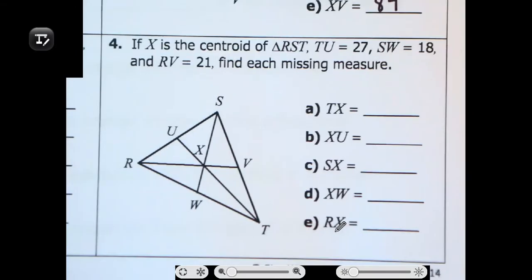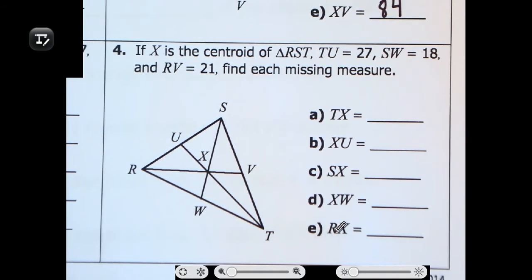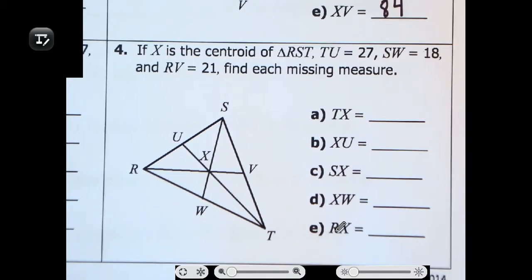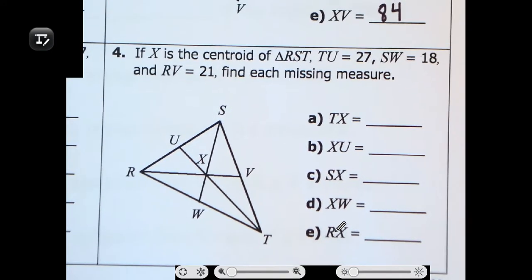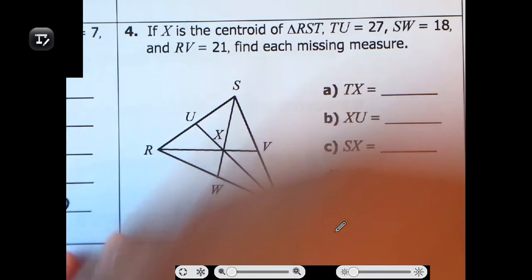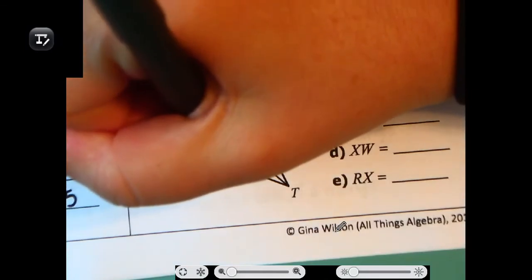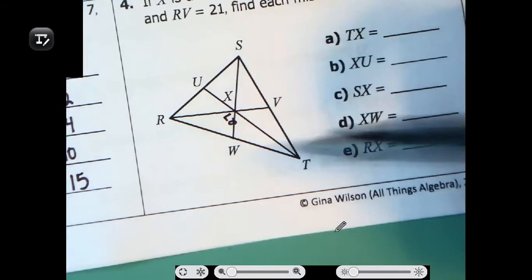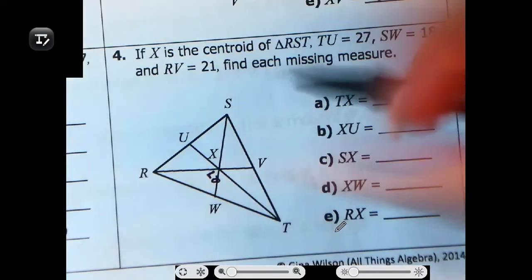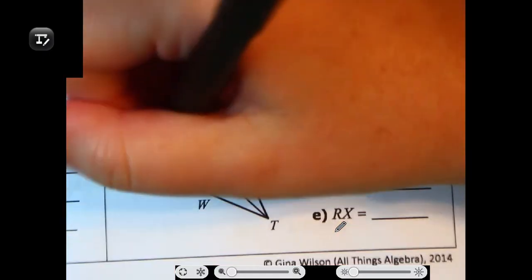All right, so for number 4, they tell us X is the centroid, and then what they end up giving us is pretty much the entire length of the median. So rather than giving us just a part, either the longer part or the shorter part, they give us the entire median. So they tell us that the whole entire TU is 27. I'm going to label that. So that whole thing is 27. And then the whole SW is 18. And then RV is 21.